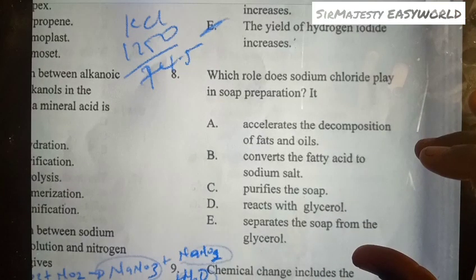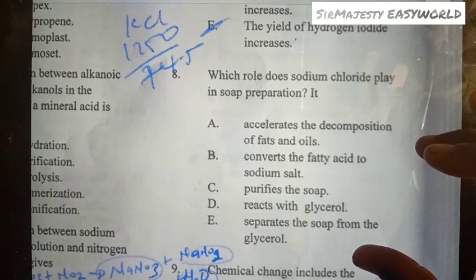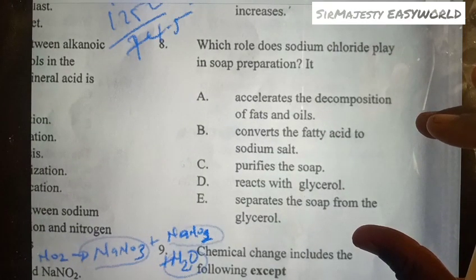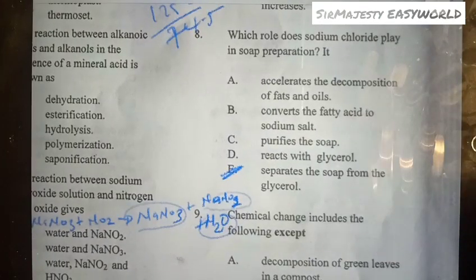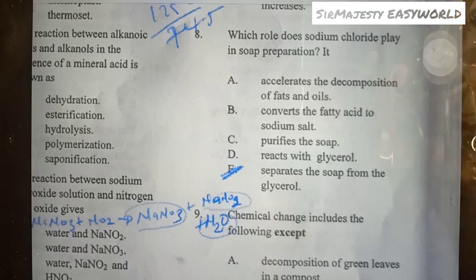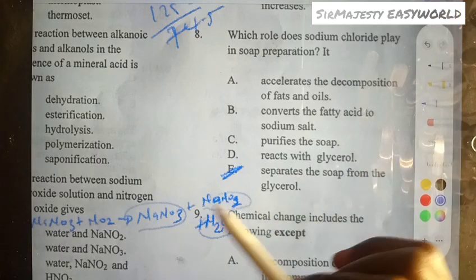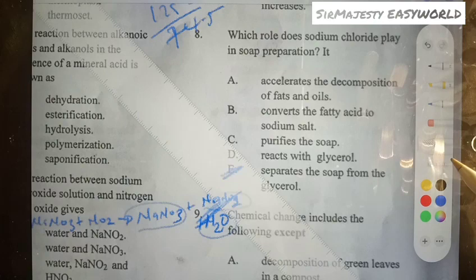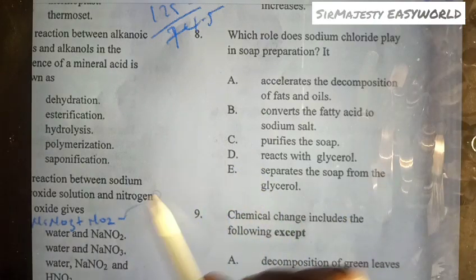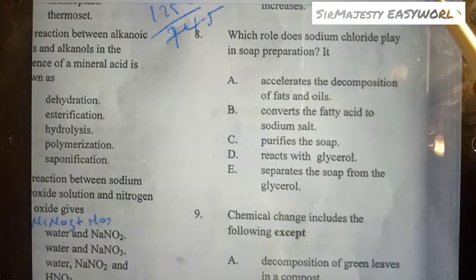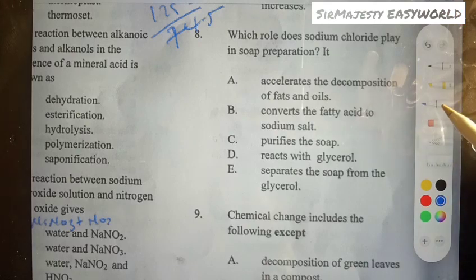Sodium chloride is used for salting out. Acceleration? No. Convert the fatty acid to sodium salt? No. Purify the soap? No. React with that? No. Now option E, separates the soap from the glycerol. Yes, that's what we call salting out. Okay, so the answer to this is E.